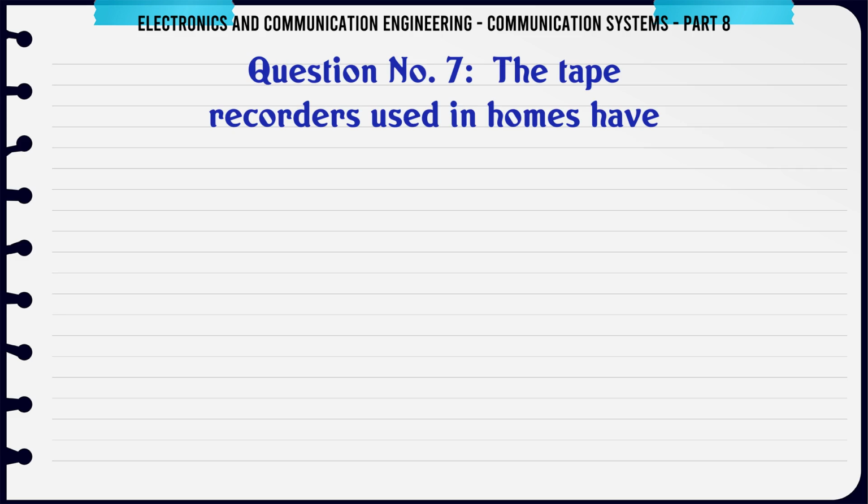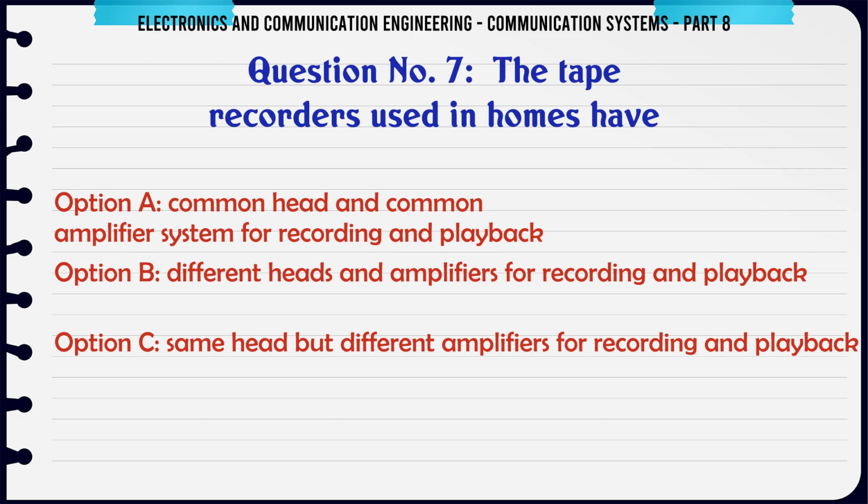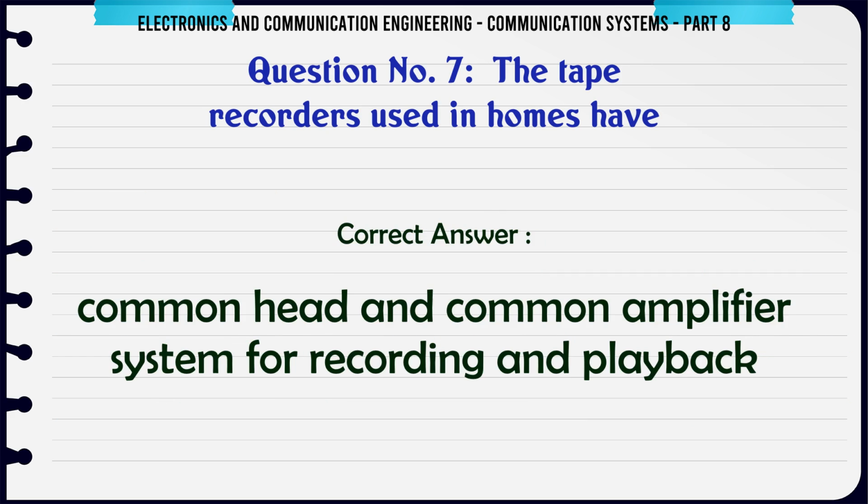The tape recorders used in homes have A. common head and common amplifier system for recording and playback, B. different heads and amplifiers for recording and playback, C. same head but different amplifiers for recording and playback, D. different heads but same amplifier for recording and playback. The correct answer is common head and common amplifier system for recording and playback.